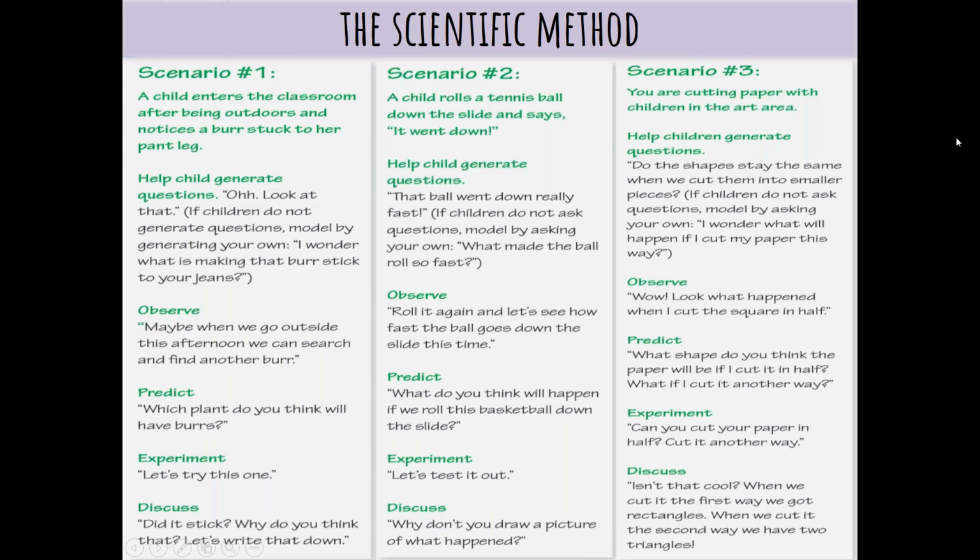Then comes the predictions. "What shape do you think the paper will be if I cut it in half? What if I cut it another way? What will happen?" Then comes the experimentation. "Can you cut your paper in half? Can you cut it another way?" And last, you have the discussion. "Isn't that cool? When we cut it the first way, we got rectangles. When we cut it the second way, we have two triangles."